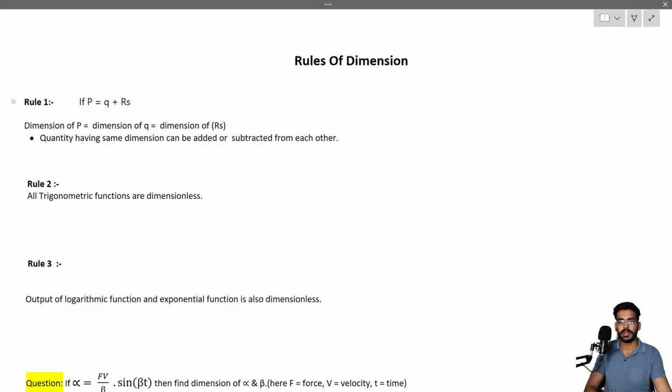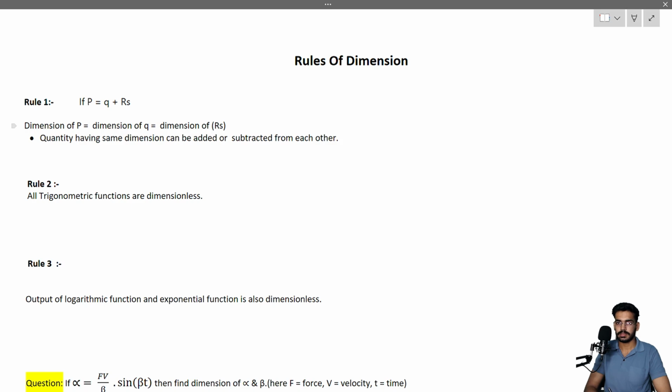If you are adding or subtracting some quantities, and they are equal, so P equals Q plus RS, and you are adding both of them, Q and RS. What this rule says is that the dimension of P is equal to the dimension of Q, which is equal to the dimension of RS. R into S, whatever dimension that makes, is equal to Q, and that is equal to P. So for adding and subtracting two quantities, their dimensions should be the same. Like that, you can't subtract velocity from acceleration, because their dimensions are different. Velocity can be subtracted from velocity only.